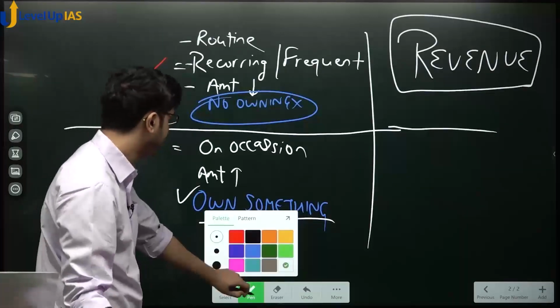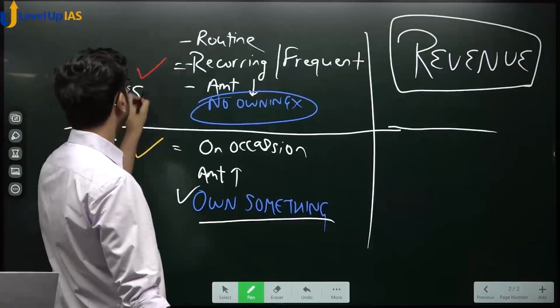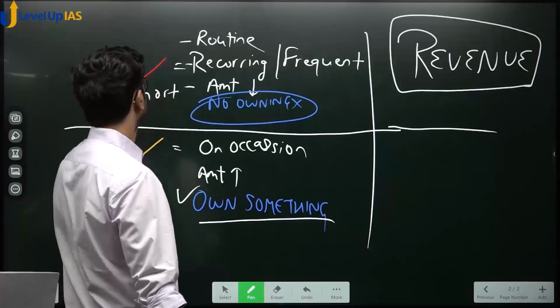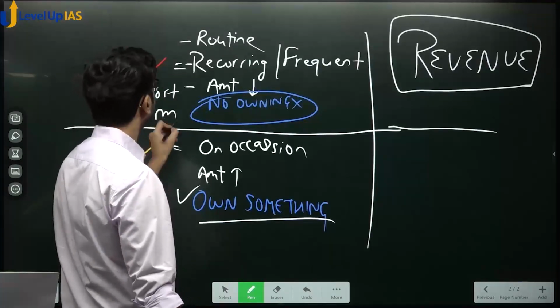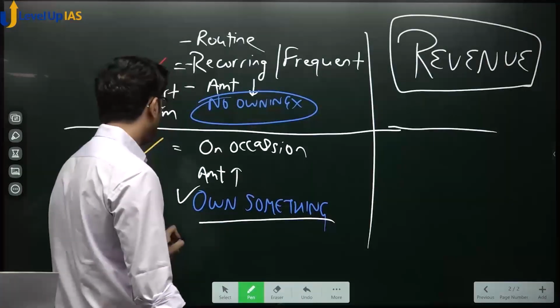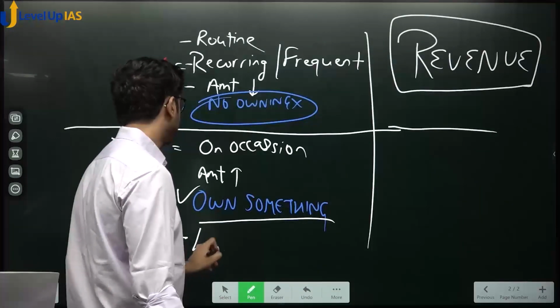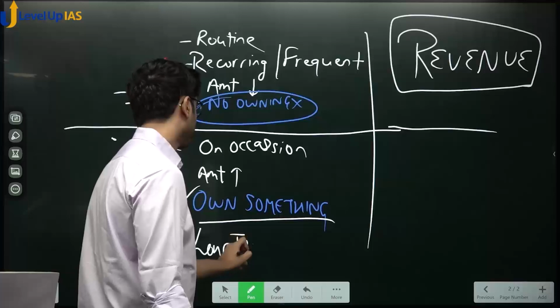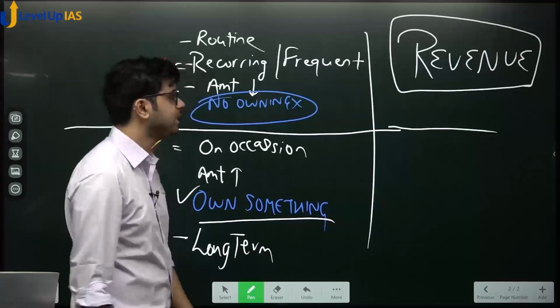So one more criteria I will add, that these are short term in nature. These are short term in nature because you don't earn anything, you get the benefit only within one small time and done. These are long term in nature. Do you agree? Yes or no? These are long term in nature, right?